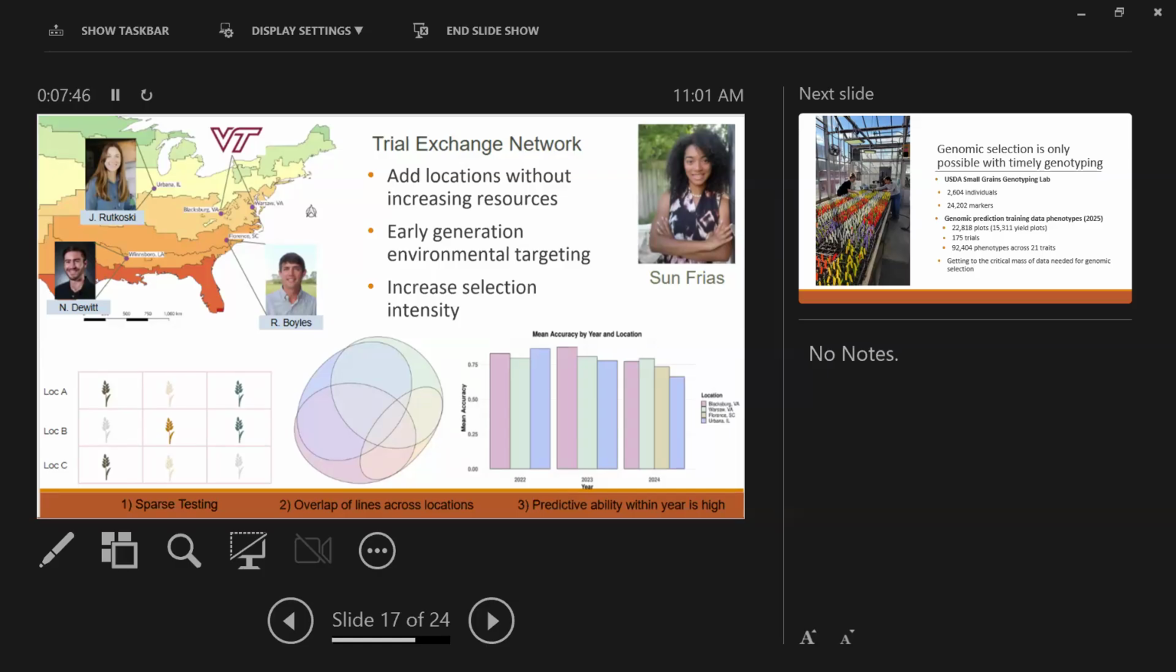And because of sending our year 1 wheat lines to other locations, we're getting an early insight on the G/E effects of them instead of having to wait for those later trials. In 2022, we only had 3 locations. We started with expanding in South Carolina, and predictive ability within year is high. And we're now up to 5 locations.